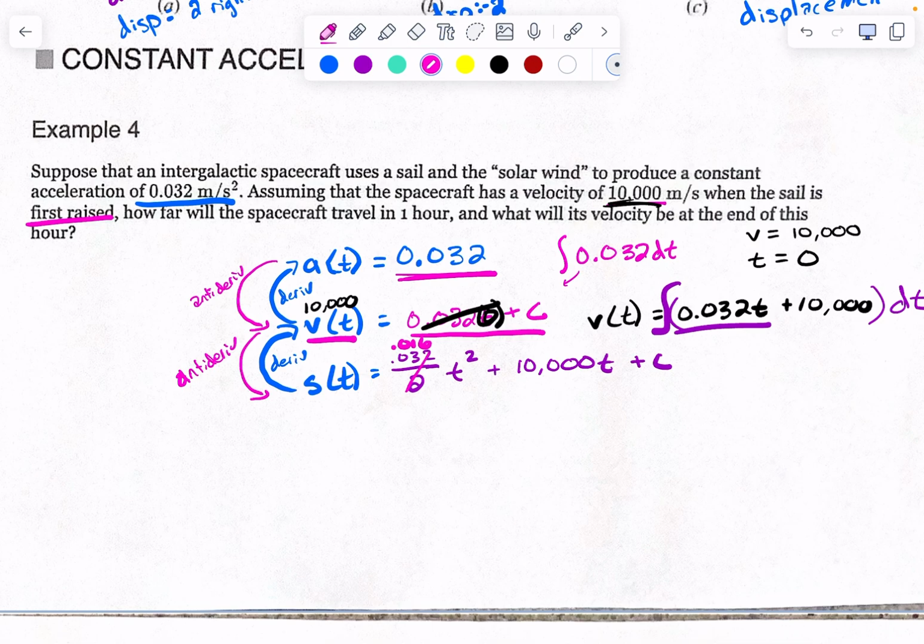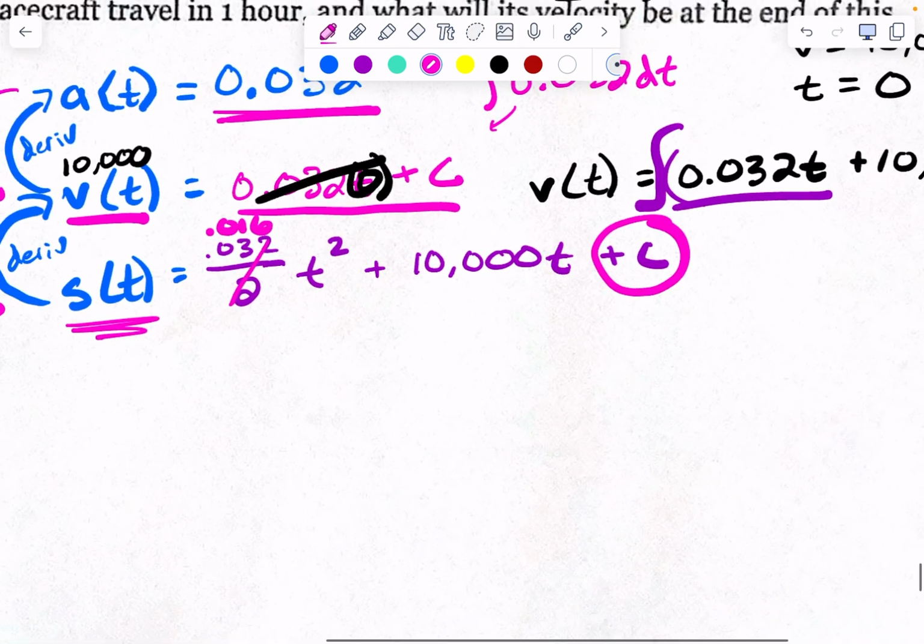Okay, now, they don't tell me what C is for this one. When the sail is first raised, how far will this go? The position function tells how far. In 1 hour, can we use 1 hour? We don't know T yet. Okay, but we need to figure out what goes in for C.